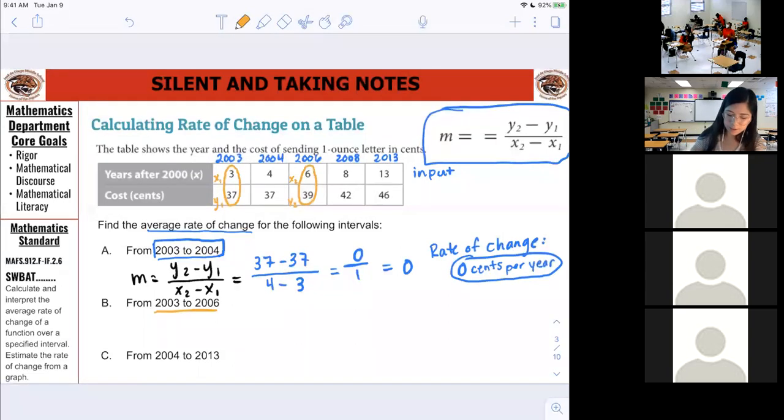Okay, now I'm going to plug that into my formula. So again, I'm going to start by just writing my formula. Y2 minus Y1 over X2 minus X1. And I'm going to take those orange numbers from my table and plop them right into the formula. So what's my Y2? Your Y2 is 39. Good. And what's my Y1? 37. Good. X2?